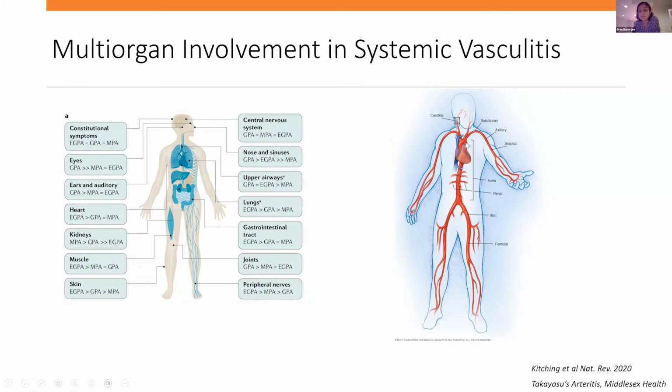Like the large blood vessel, the aorta, coming out of the heart, and the main branches coming out of it, supplying the upper extremities of the arms, and these big blood vessels coming down to your legs. Any of these blood vessels can be affected by inflammation in large vessel vasculitis and results in systemic symptoms.